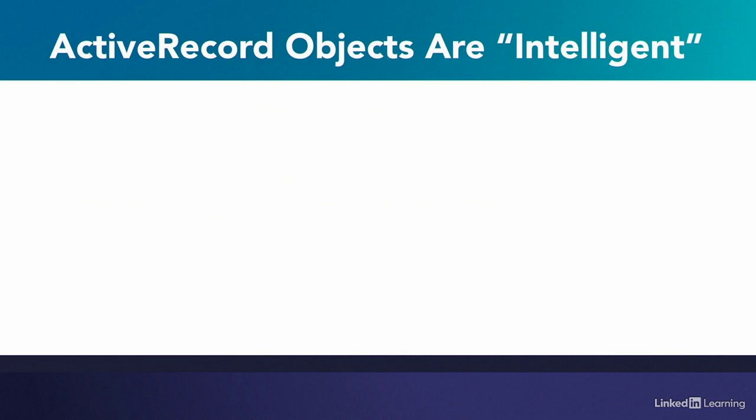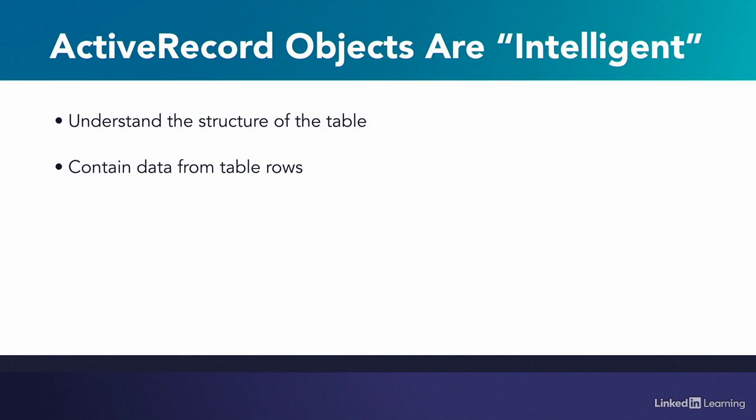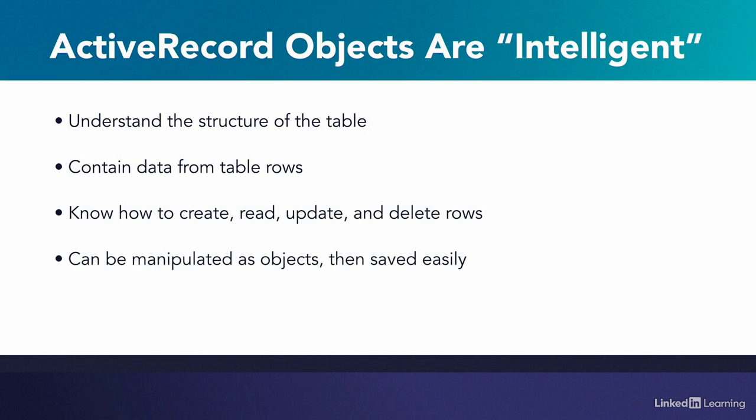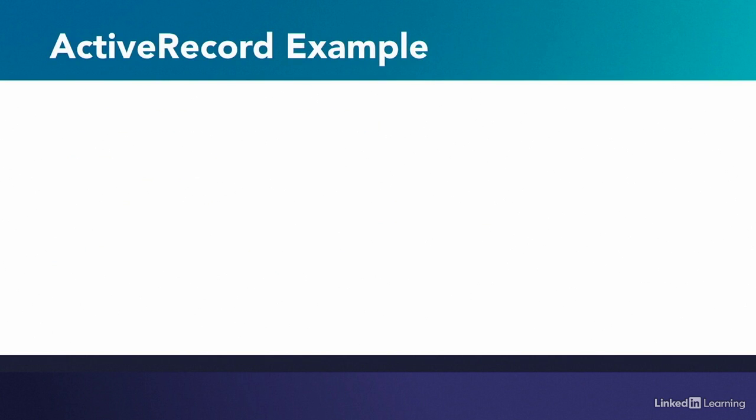Active record makes our objects intelligent. Our objects understand the structure of the database tables, and they know how to interact with them. They contain not only data, but they also contain code for creating, reading, updating, and deleting rows in the database tables. Therefore, these objects can be manipulated and saved back to the database with just a few simple commands. Let me show you an example so you can get a feel for it.